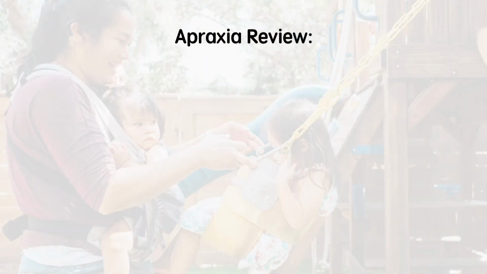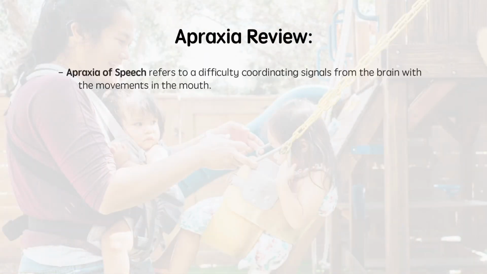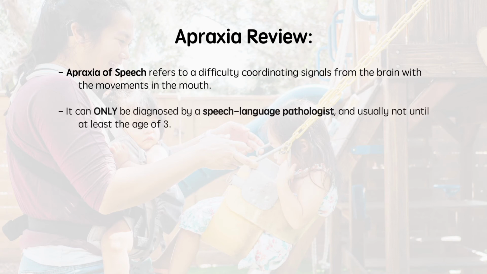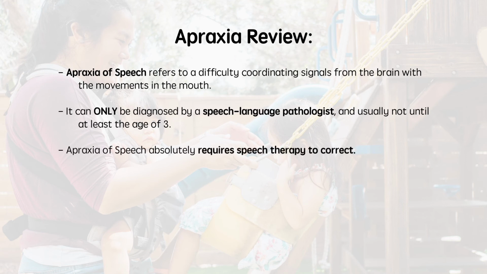Lastly, we talked about motor speech skills and childhood apraxia of speech. Here are some points to review. Apraxia of speech refers to a difficulty coordinating the brain's signals with the mouth's movements. A speech-language pathologist is the person who diagnoses apraxia of speech, usually only in children 3 years and older. Speech therapy is absolutely necessary for children with apraxia.